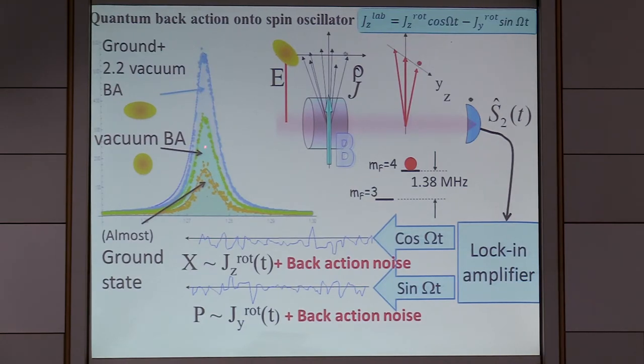And this area corresponds to the quantum back action imposed by the vacuum fluctuations of light. So this is good news. We see this quantum back action, so there is something to play with.